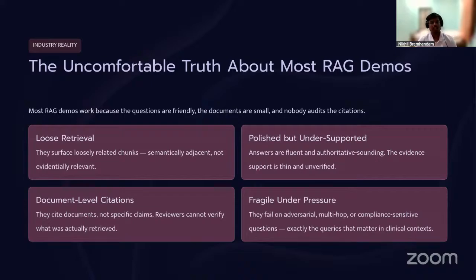And the third part is what I was saying when I mean microscopic level of detail, right? Most RAG demos only do document level citations, but reviewers cannot actually verify what was actually retrieved from the document. So one specific claim should go in depth into where in the document the data has been pulled from. And the fourth part is always the production system and the scaling part of it.